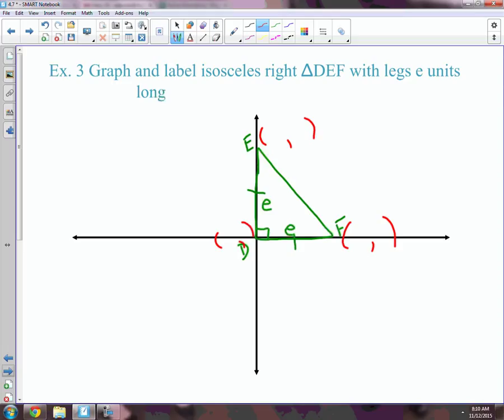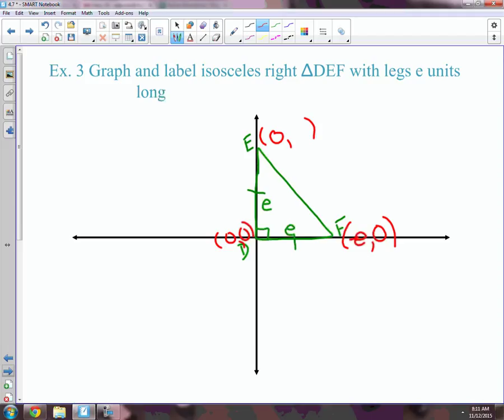Okay, for F, how far over on the x-axis is it? E. How high up is it? Good. Okay, so there's our F. It's over E. Up, nothing. For this point up here, point E, how far over on the x-axis is it? 0. How high up is it? E. Bam, done. Easy as that.